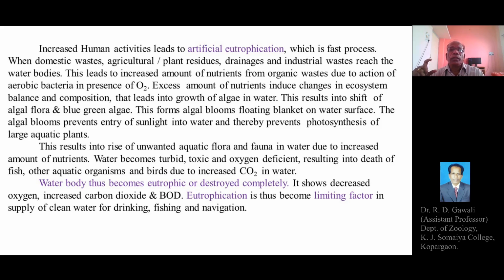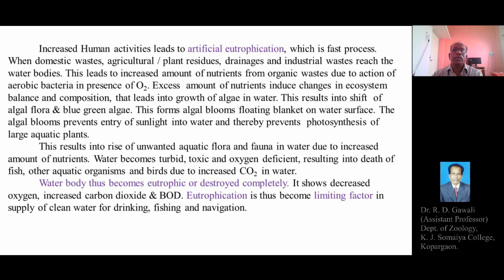Excess amounts of nutrients induce changes in the ecosystem balance and composition. Ultimately this will result in many changes in the aquatic ecosystem, changing the balance and composition of the water resource, which leads to a growth of algae in water. Due to the increased quantity of nitrates and phosphates, at first the undesired algal blooms or weeds grow fast in the water, and this results in a shift of algal flora to blue-green algae.